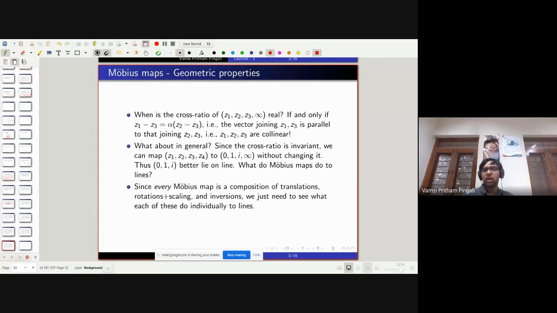All right. So what do these things do to lines? What do Mobius maps do to lines? Now, every Mobius map is a composition of these very simple ones. So in order to find out what a general Mobius map does to a line, you just need to know what these things do to lines.